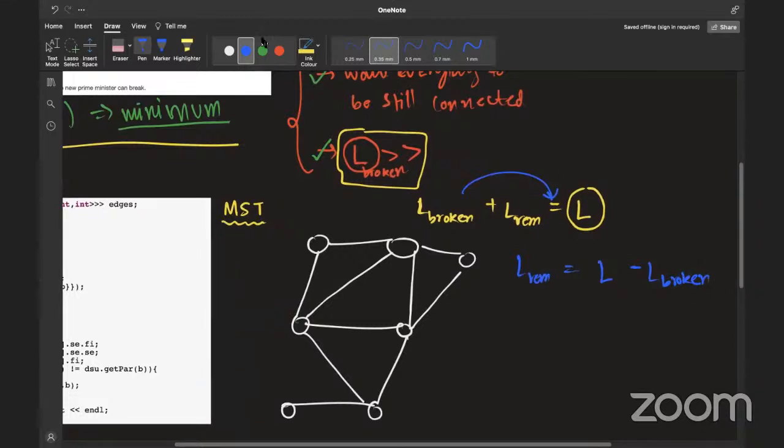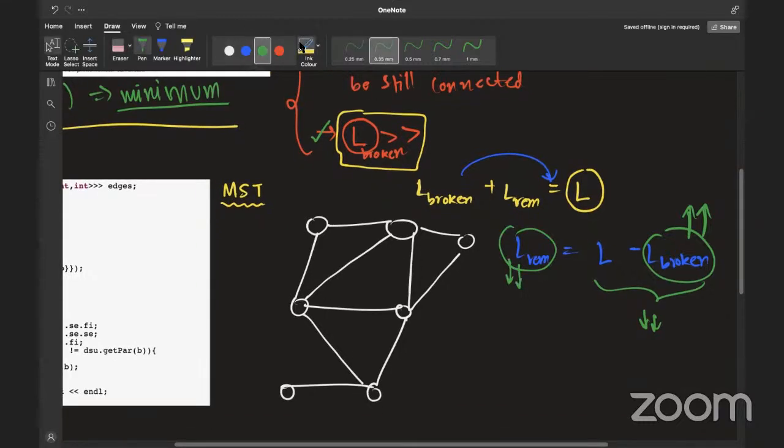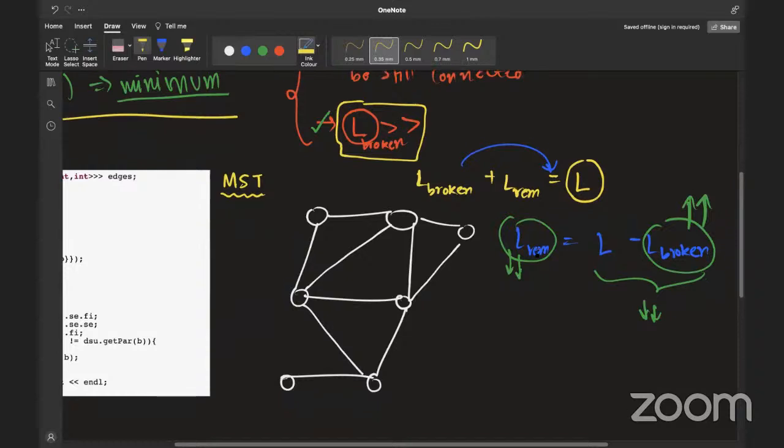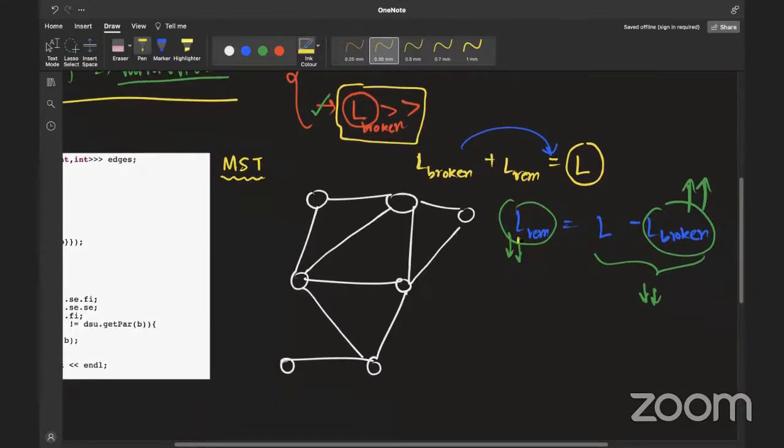When you want to maximize this, what you're doing is basically minimizing this whole thing. So you're minimizing the length of the remaining roads. You can think of it as an MST, because the length of the remaining roads is basically the sum of the weights of the edges of the remaining roads, and you want to have it as minimum as possible.